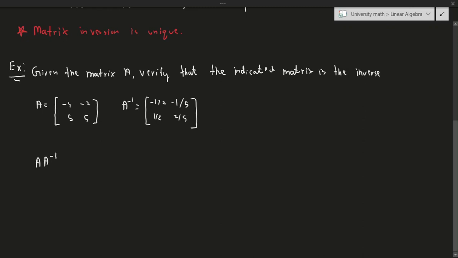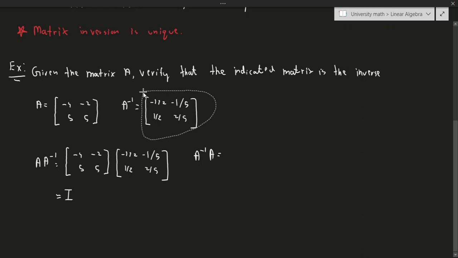So A times A inverse. Let me just copy and paste these matrices. A times A inverse is going to give you the following. If you multiply this out, you'll get the identity. And if you go A inverse times A, that's going to be this matrix right there.